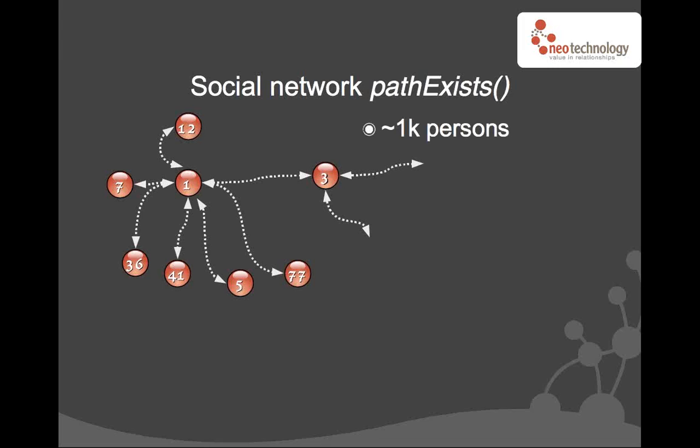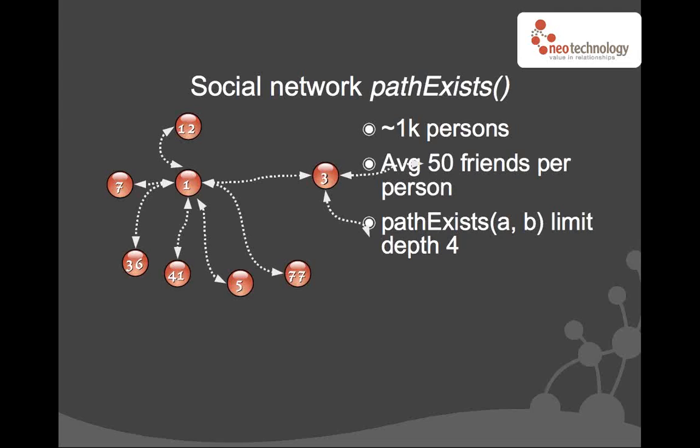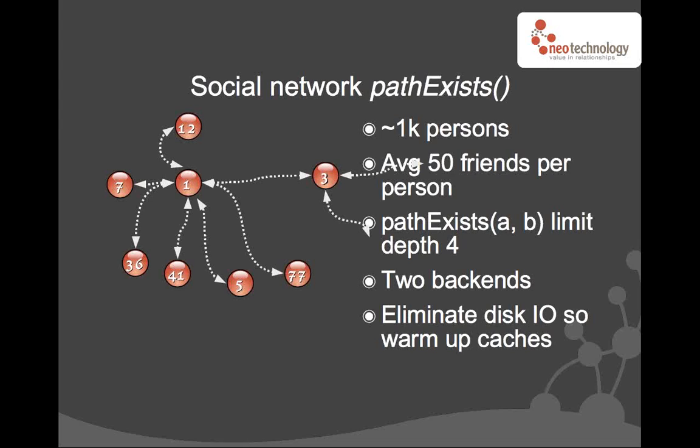Assume that you have 1,000 persons. Every person has an average of 50 friends. Grab 2 people at random and see if they're connected at max depth 4. We implemented that using 2 backends, one relational and one Neo4j. And we eliminated disk I/O from this because we wanted the overhead of the actual model, not of going to and from disk.